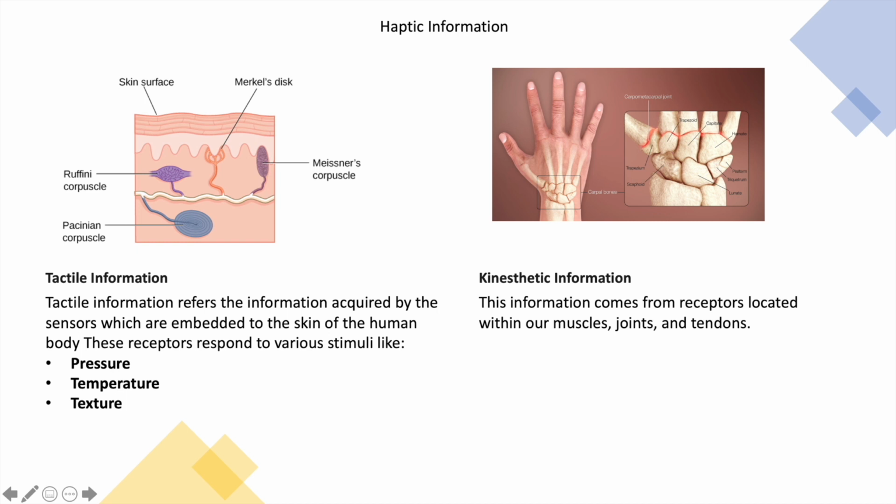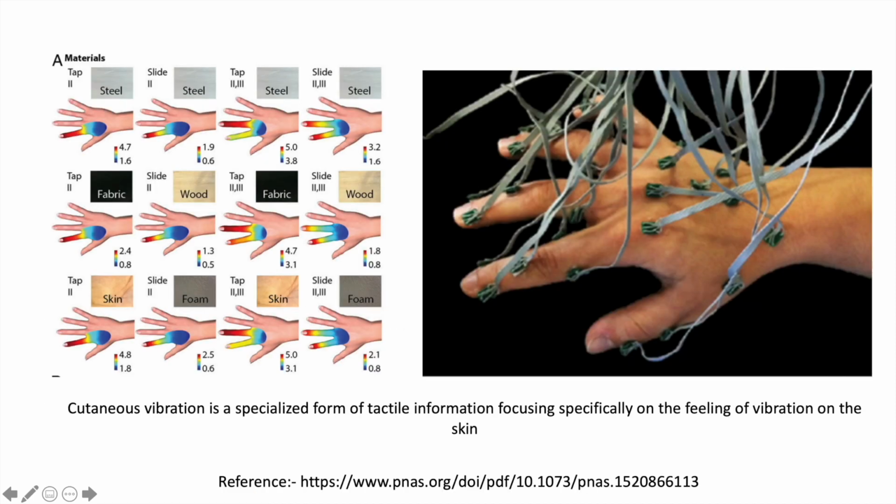The first is tactile information, which refers to the information that is acquired by the receptors in our skin. So, it can be in the form of pressure, temperature, or texture. The other one is kinesthetic information, which is recorded or perceived by the receptors in our bones, tendons, and muscles. So even if you try to numb your skin, you would still sense touch because of the receptors in your muscles, joints, and tendons. So let's take an example.